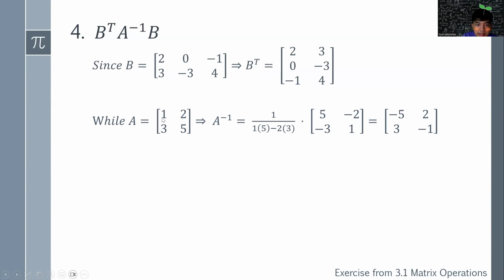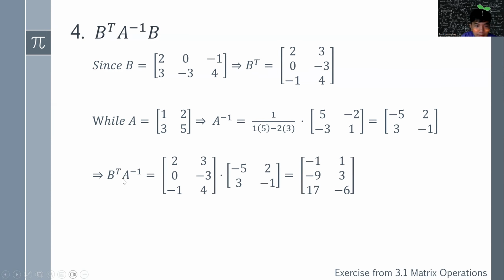Then A is a 2 by 2 matrix, so we can find A inverse by using the determinant. The determinant of A is 1 times 5 minus 2 times 6. This is 1 over the determinant here, and we got minus 1, remember here. And we swap the positions of 1 and 5, and then we add negative to 2 and 3. And then it's minus 1, so minus 1 times 5 is minus 5. 2 minus 3 becomes 3 and 1 becomes minus 1.